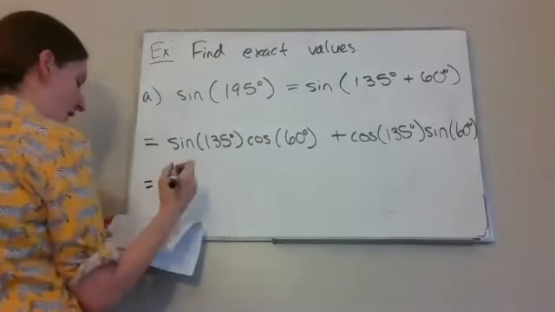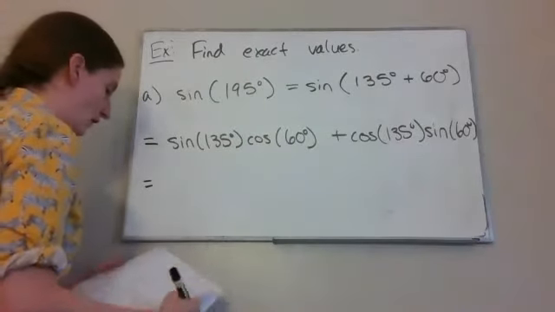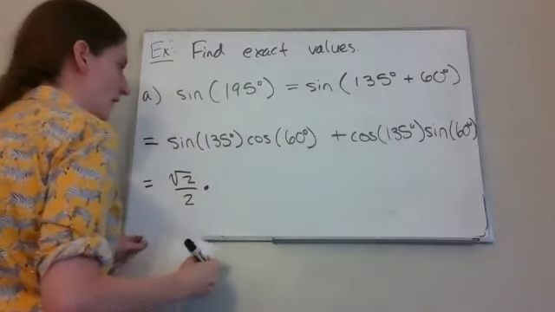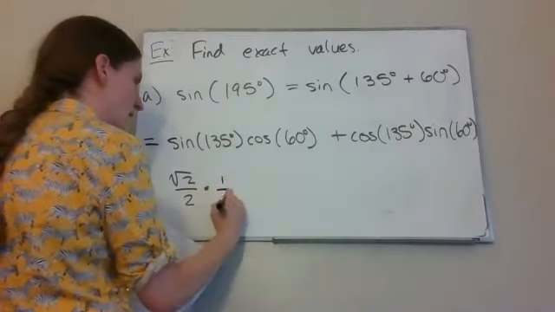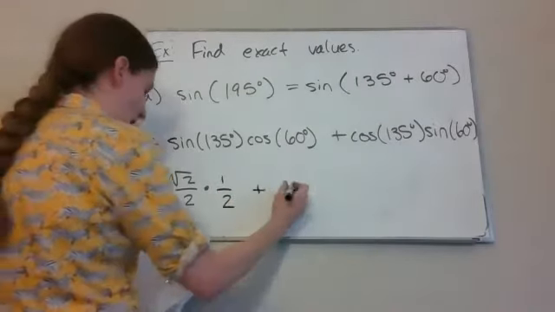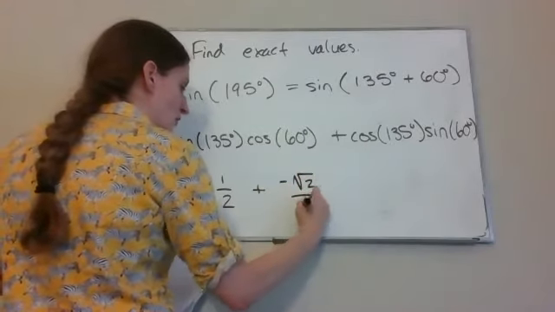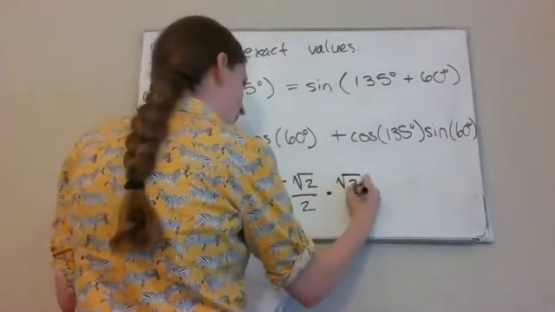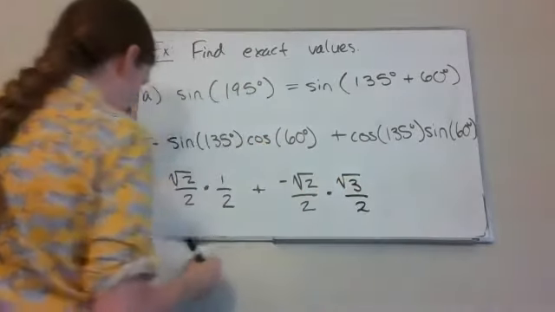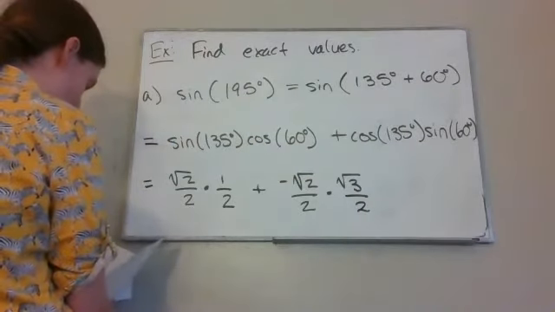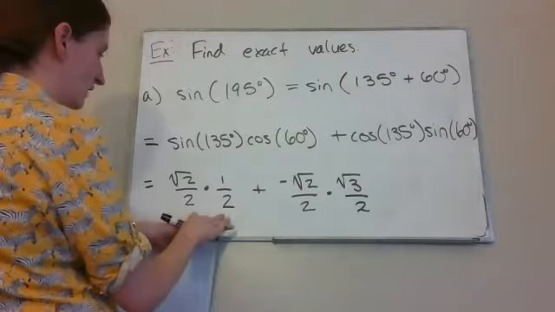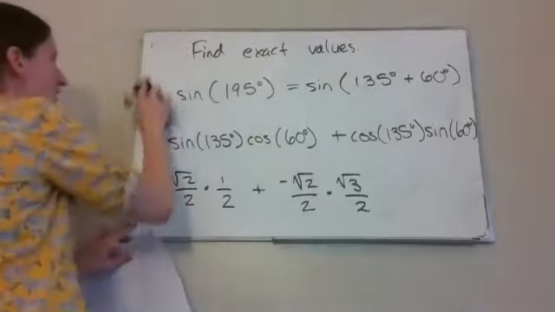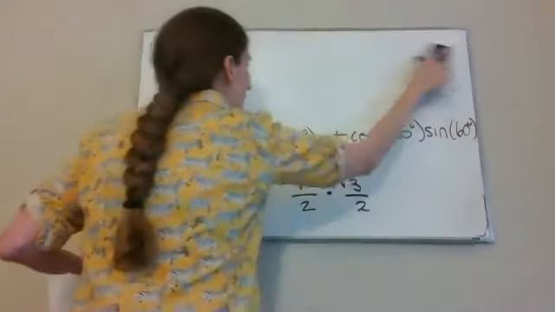Sine of 135 degrees using our unit circle is the square root of 2 over 2. Cosine of 60 degrees is 1/2. Cosine of 135 is negative square root of 2 over 2. And sine of 60 degrees is square root of 3 over 2. And now I just have to simplify this. Well, in the denominator for both of these, I'm going to have a 4, and then I can just add my fractions together to get my most simplified possible answer.